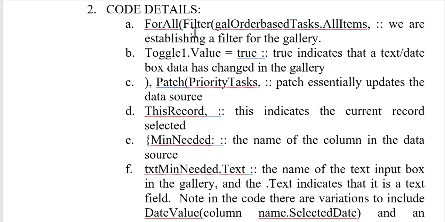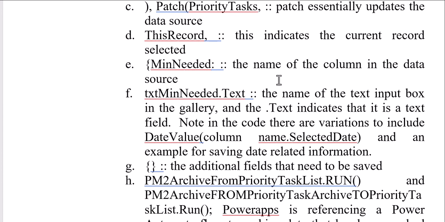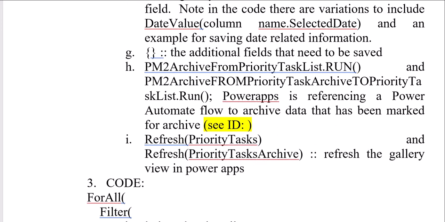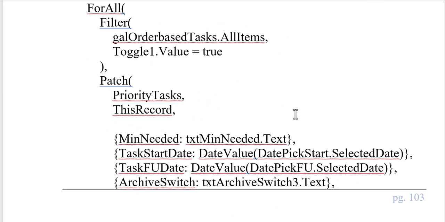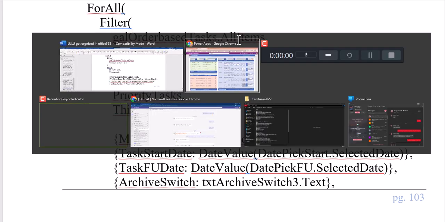What we're doing is I'm explaining every little detail related to the code itself. Okay, so here, we'll go up, and then there's the next one. So let's look at the actual code. The code says here we're going to do a filter for everything on this gallery right here. Gallery order-based tasks, all items.